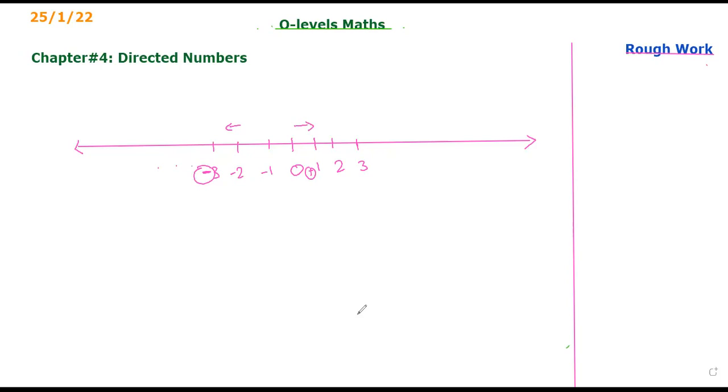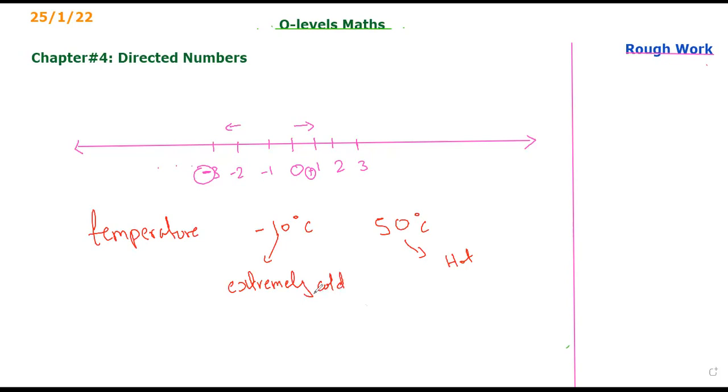For example, if we talk about temperature, ठीक है, we know that at times it is minus 10 degrees and then there are times when it is 50 degrees. So what is this? This is extremely hot and this is extremely cold, right? So this is why these directions are important. So are you guys okay with it? Yes. Everyone, Turhan, is it clear?